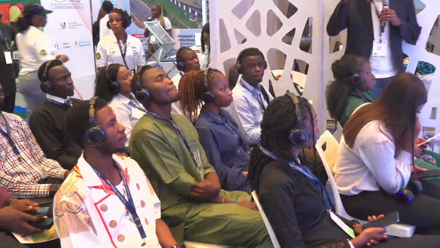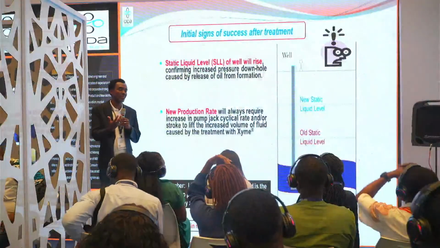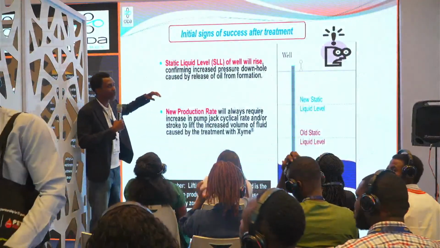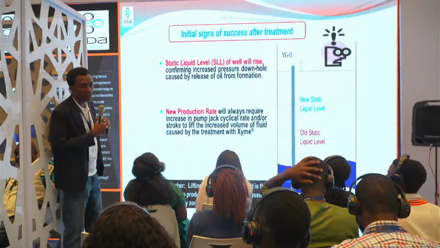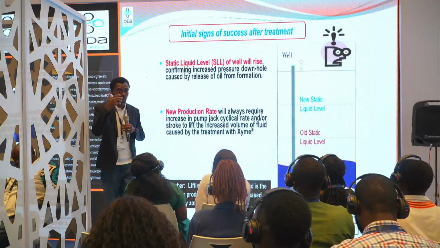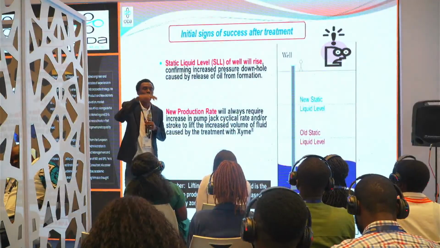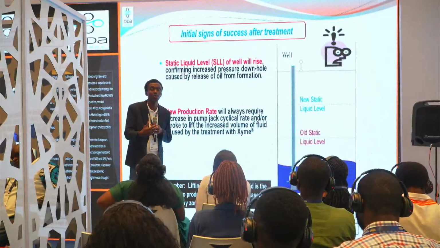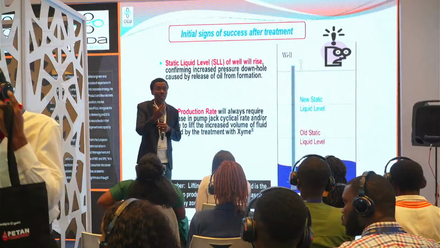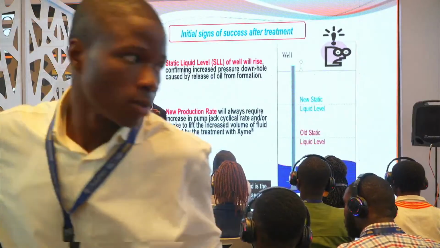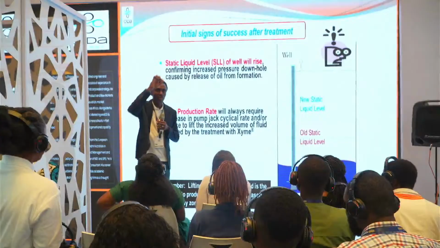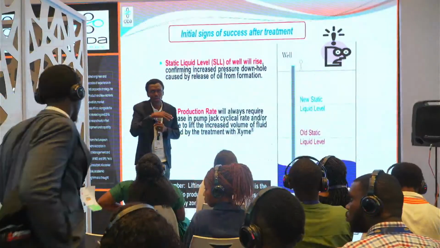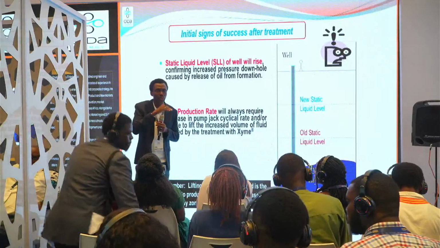Okay, so these are the results I was speaking to. What are your first signs when you apply Xyme? What's the first sign you see? Your static liquid level will increase first. What some people do to test is they say, let us go and tag the fluid level before you even apply your Xyme. They go with a dumb baler, a flattened stick line tool at the bottom, just to touch the fluid level. They'll say the fluid level is about 2,000 feet wire line measurement.